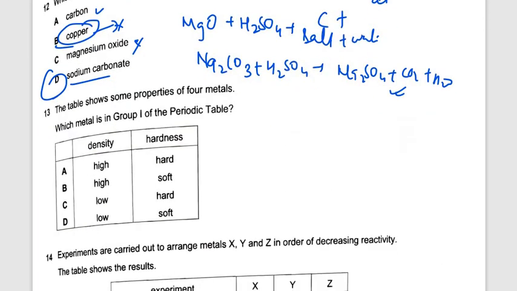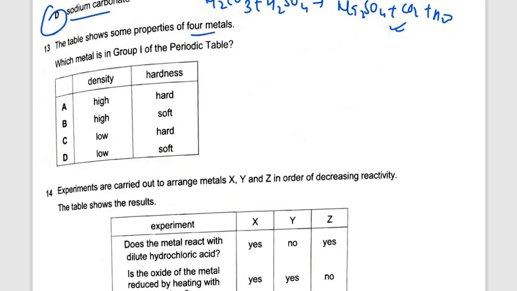Now question number 13. The table shows properties of 4 metals. Which metal is in group number 1? Group number 1 means what? Let's revise the periodic table. Group is decided by the number of valence electrons. So if you have 1 electron, it is group number 1. Group number 1 metals are soft, and density is low, so option number D is the only correct one.